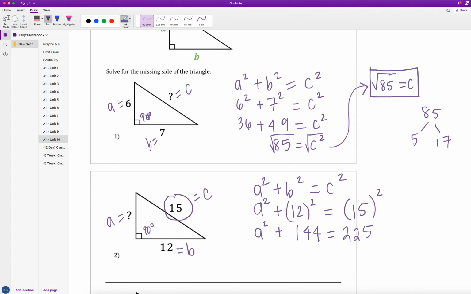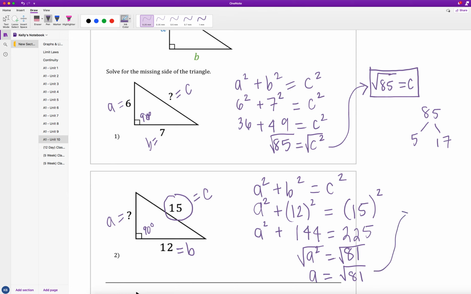To get a by itself this time, I'm going to subtract 144 over, so I'll end up with a squared equals 81. Now to get a by itself, we need to take the square root, since the square root and the square cancel, leaving us with a. But whatever we do to one side, we need to do to the other. So we end up with a equaling the square root of 81. Technically, we do get the plus or minus, but since we're looking for the length of a side of a triangle, our only answer would be the positive one.